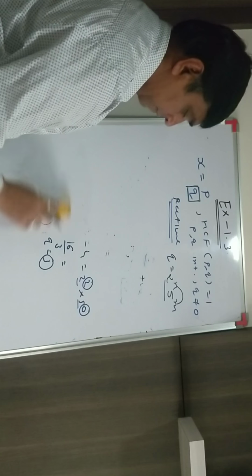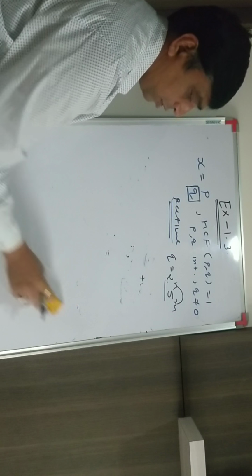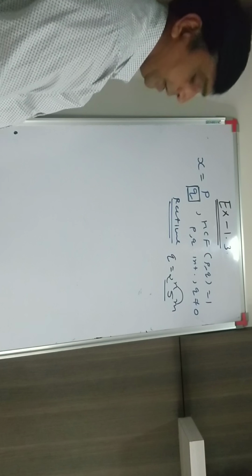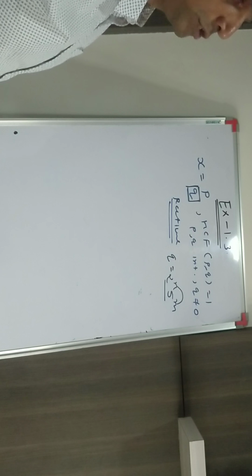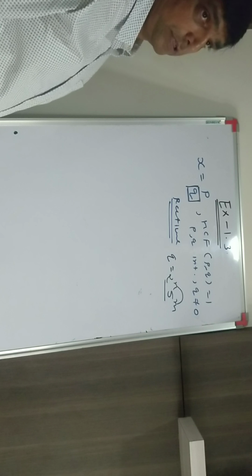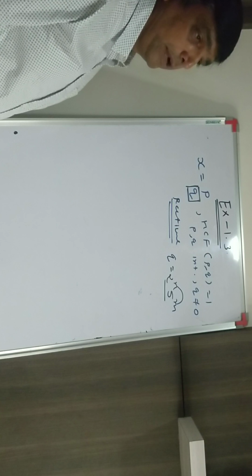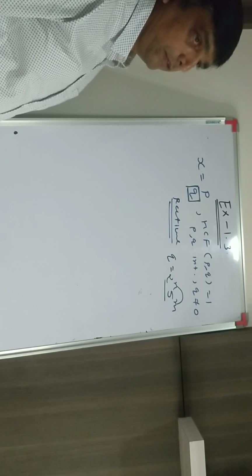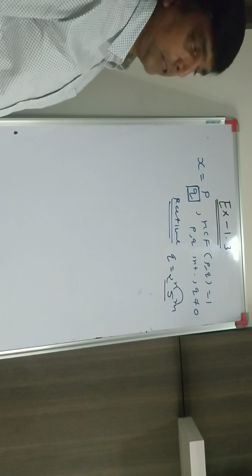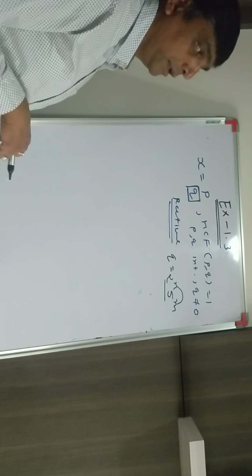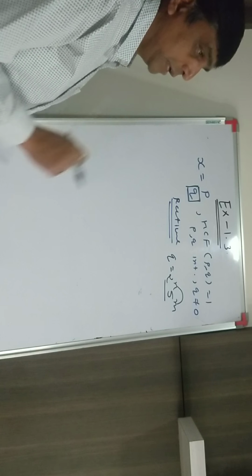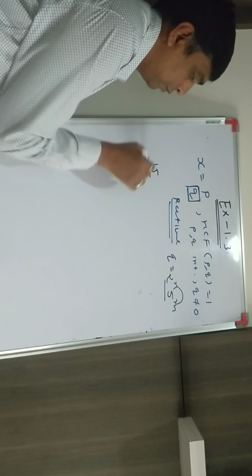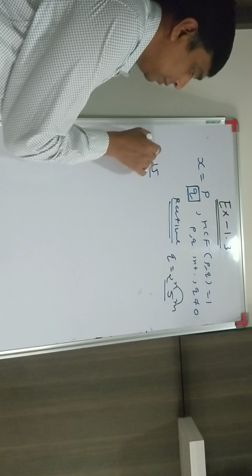Now, after determining whether it is terminating or non-terminating, we have to convert it into terminating decimal form without using long division. If it is non-terminating recurring, we don't have to convert it into decimal form. But if it is a terminating decimal expansion, then we have to convert it into a terminating decimal expansion without using long division. We already saw 15 by 4 is our rational number.